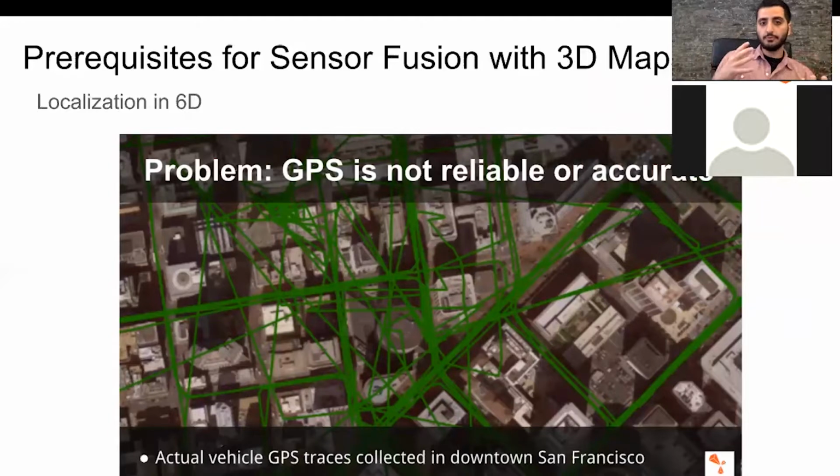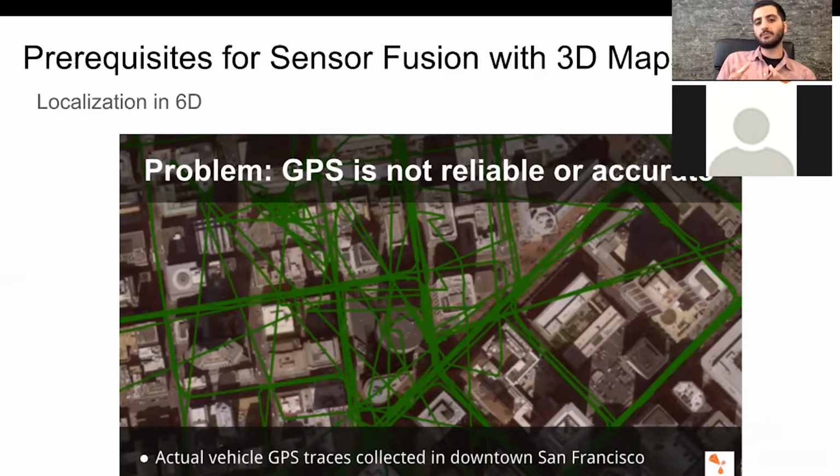So these were two prerequisites related to the hardware side of things, but what are some prerequisites for being able to use 3D maps as part of a sensor fusion system? It boils down to localization, and localization in 6 dimensions.